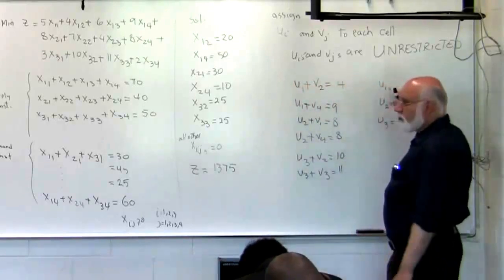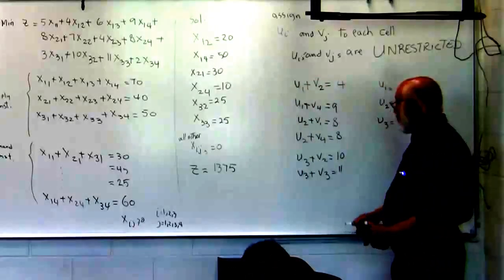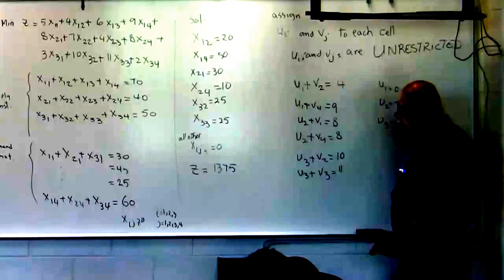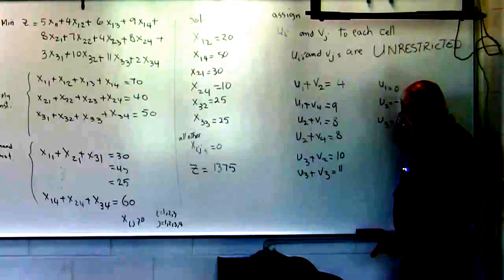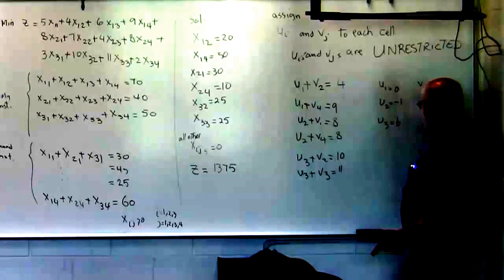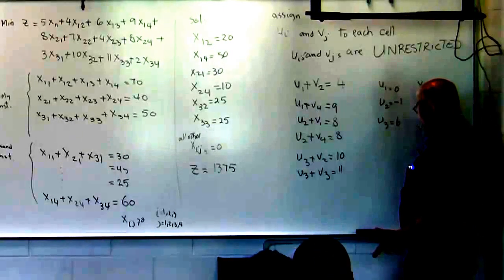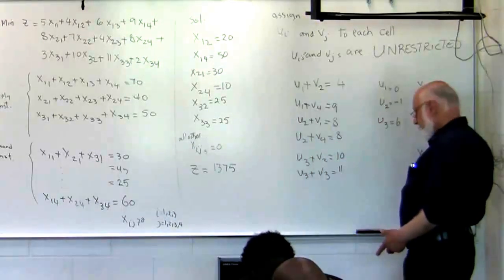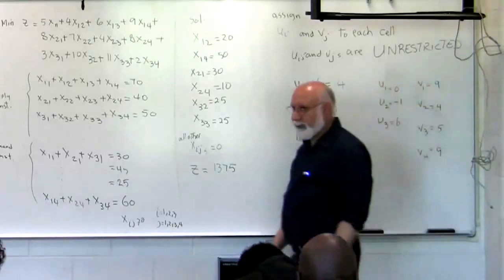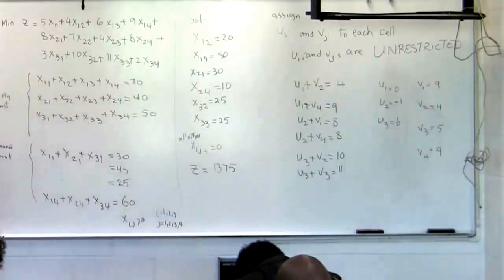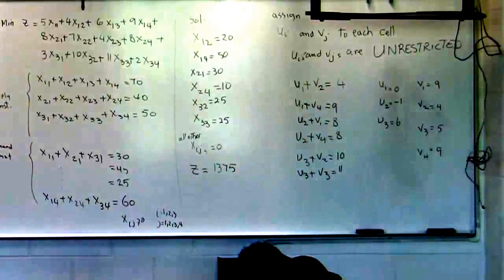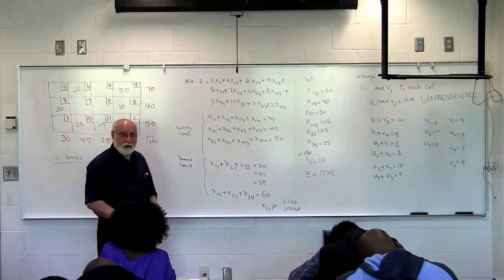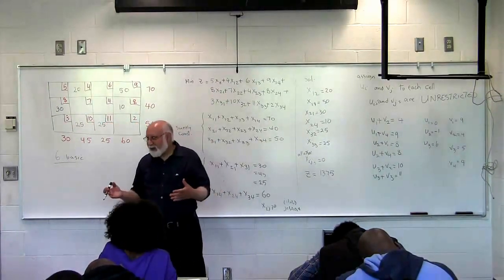So what is U1? Zero. U2 was? Negative 1. U3? Six. V1? Nine. V2? Five. V3? Nine. V4? Nine. Okay, so this is the first step.